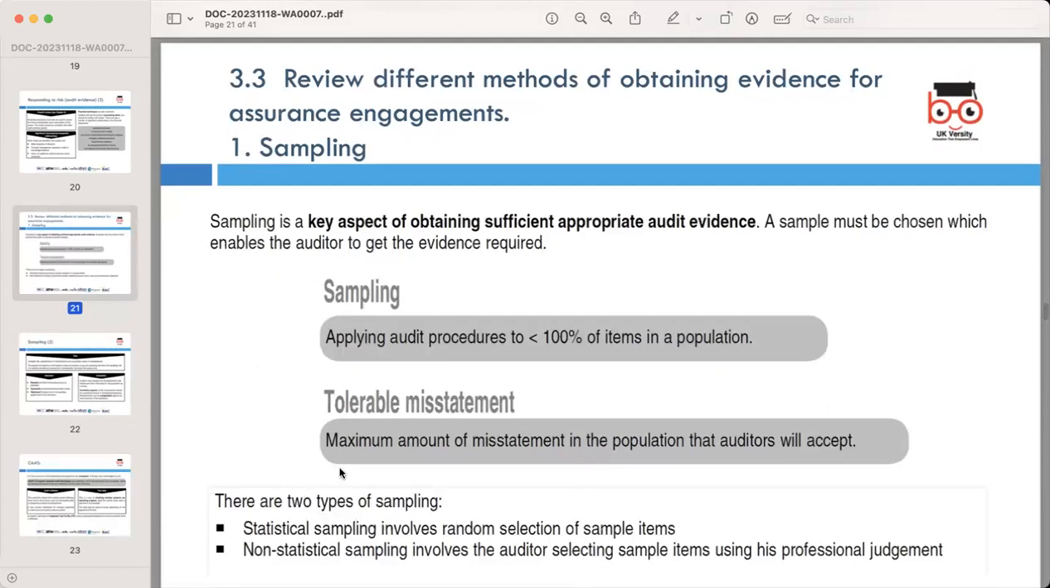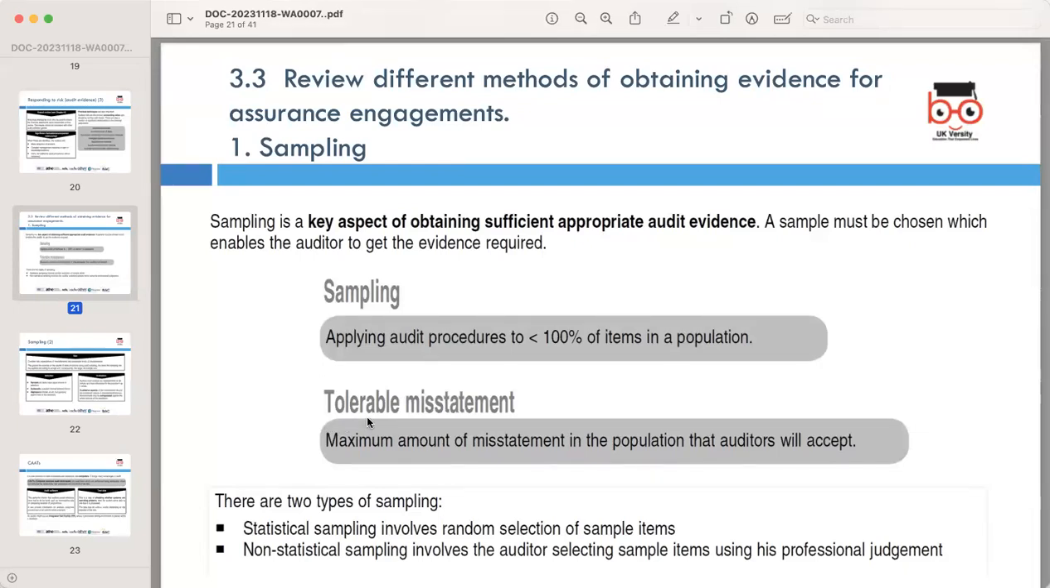Statistical sampling is like randomly picking things, let's say picking candies from bags without looking. Non-statistical sampling is when we use our professional judgment to choose things we think might be interesting. Both ways help us get the right information.